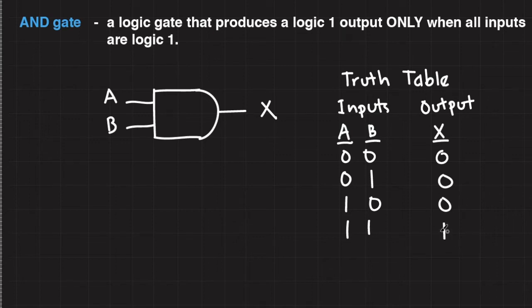So the operation of AND gate can be represented by this equation. X is equal to A times B. Or I can remove that dot, A times B.